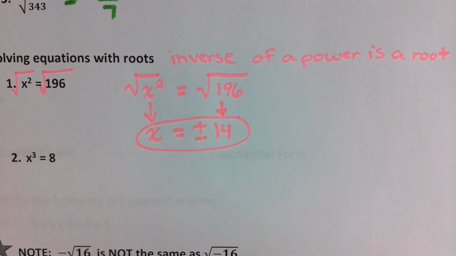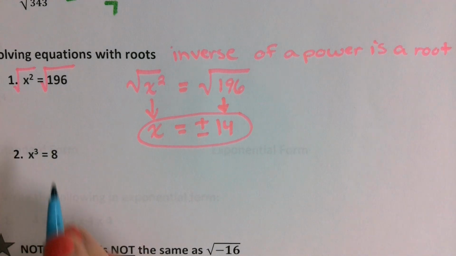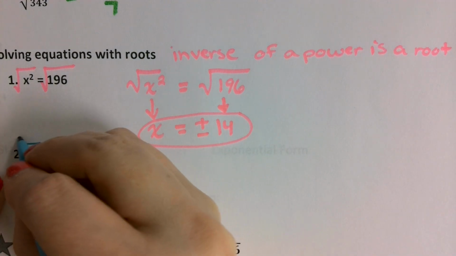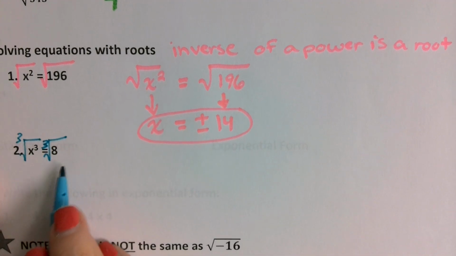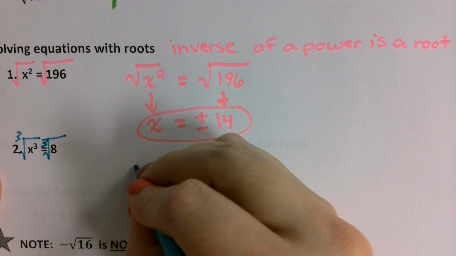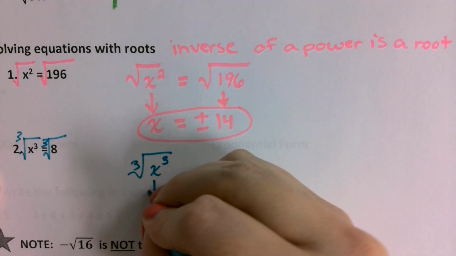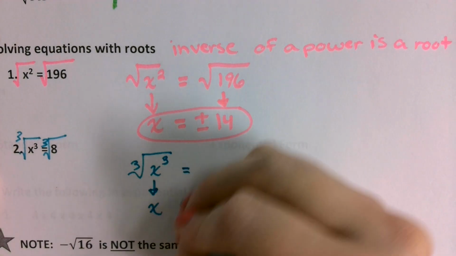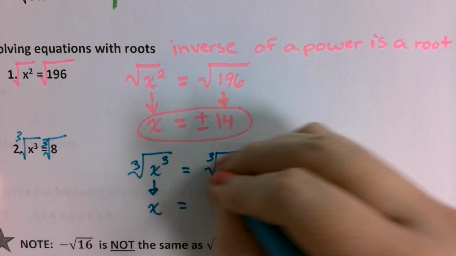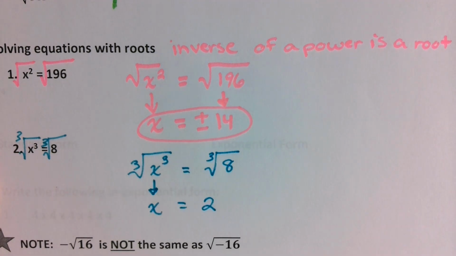Same thing for cubed roots. If I have x cubed is equal to 8, I need to take the cubed root of both sides. Not a square root, a cubed root. When I take a cubed root of x cubed, I get just x. When I take a cubed root of 8, I get a positive 2. And again, I can only have it being positive.